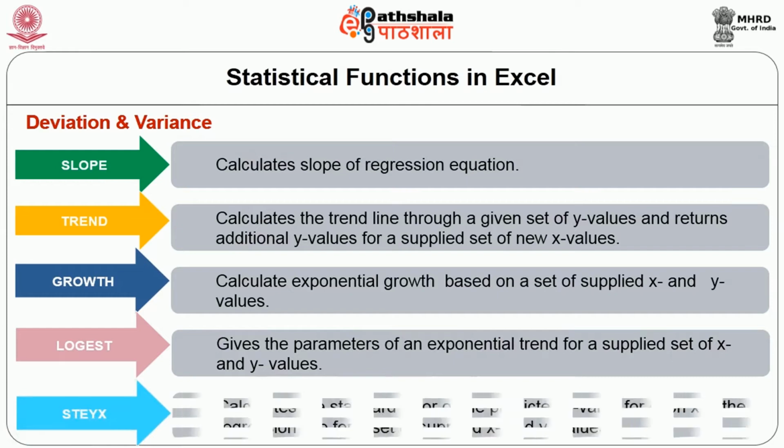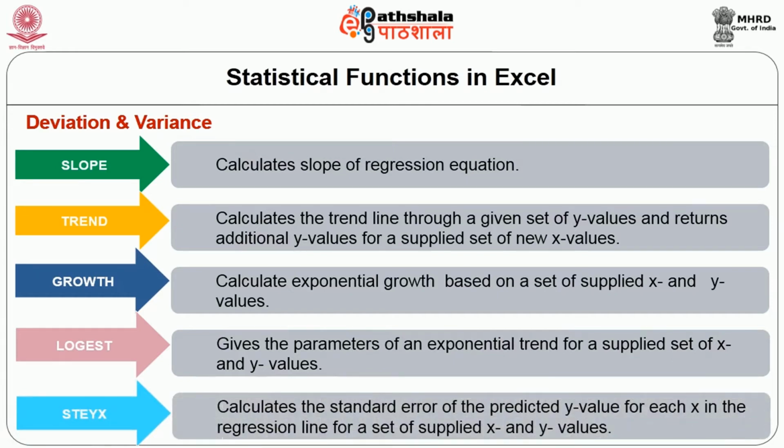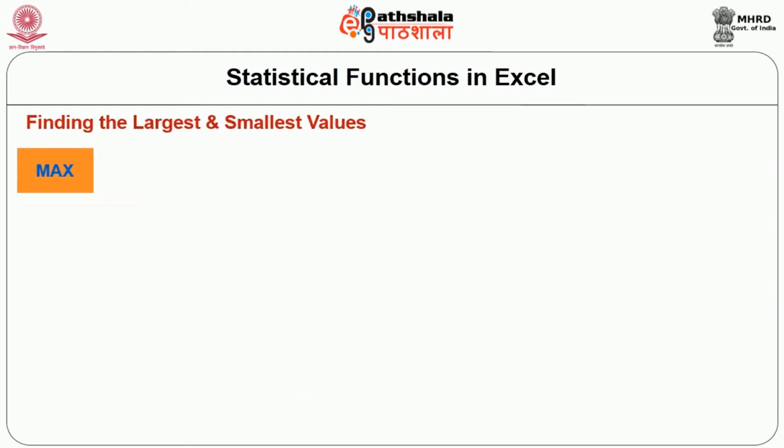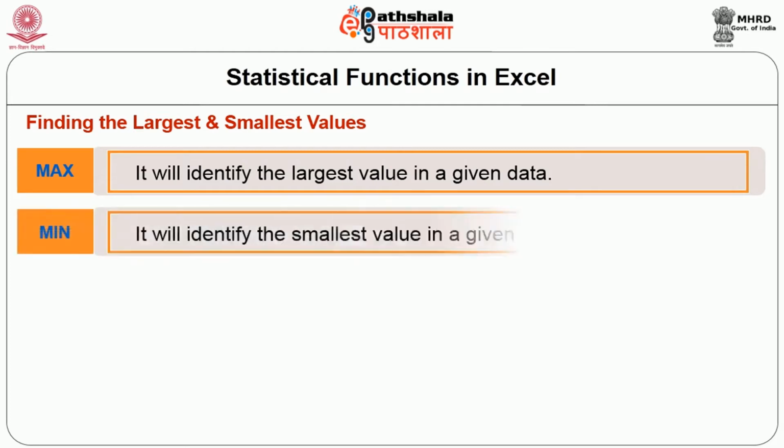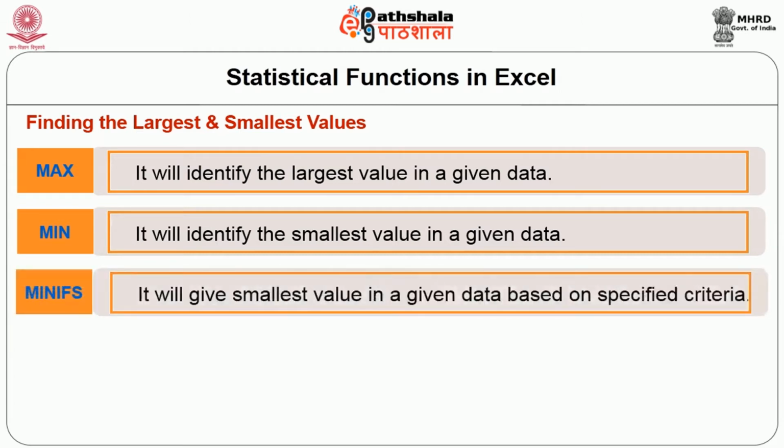STEYX calculates the standard error of the predicted y value for each x in the regression line for a set of supplied x and y values. MAX will identify the largest value in a given data. MIN will identify the smallest value in a given data. MINIFS will give the smallest value in a given data based on specified criteria.